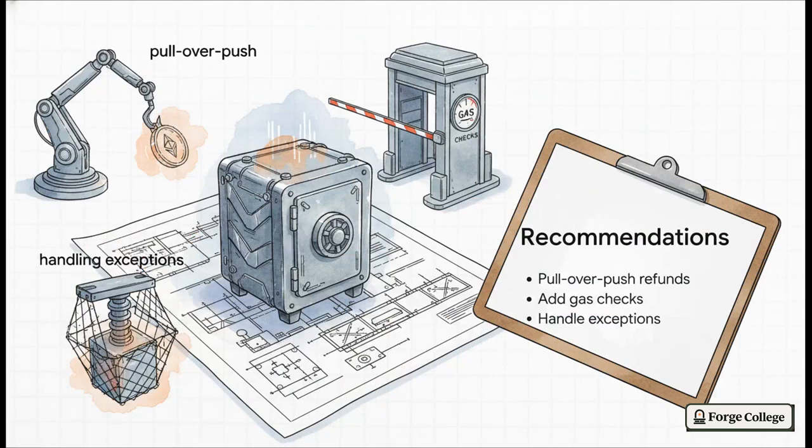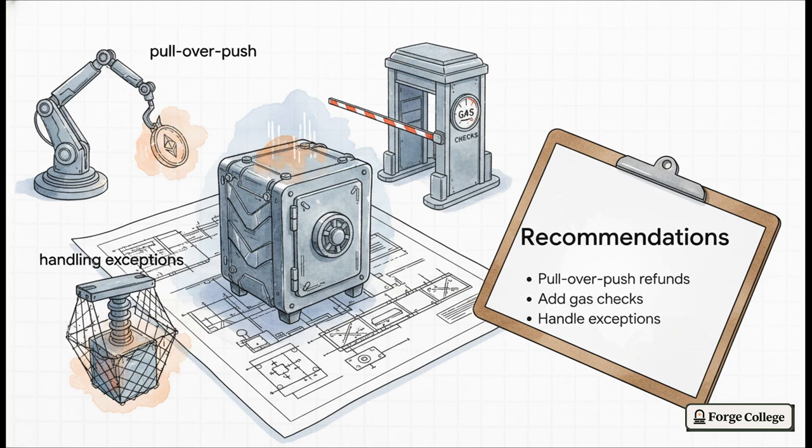But hey, a good Web3 detective doesn't just solve the crime, they prevent future ones. So our report has to include architecture-aware recommendations. Based on the evidence, we might recommend implementing pull-over-push refund patterns to stop malicious contracts from blocking transactions. We might suggest adding strict gas checks before entering heavy internal loops. And we definitely want to ensure that calling frames handle exceptions properly, rather than just swallowing errors silently and failing somewhere down the line.